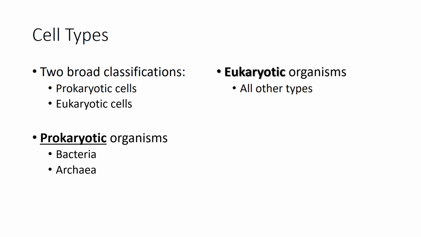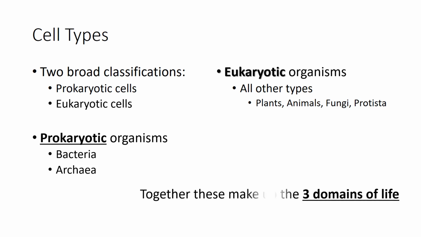Eukaryotic organisms are, in essence, anything that's not a bacteria or archaea. That would include all the plants, all the animals, fungi, and then protista or protists. Most people are going to be familiar with the terms plants, animals, and fungi. Protista, probably not as much, but protista are just small, very often single-celled eukaryotic organisms, and we will touch on those, by the way, in chapter 5.